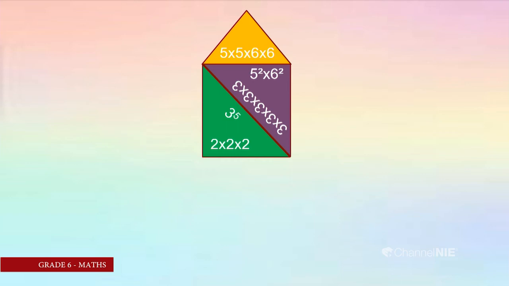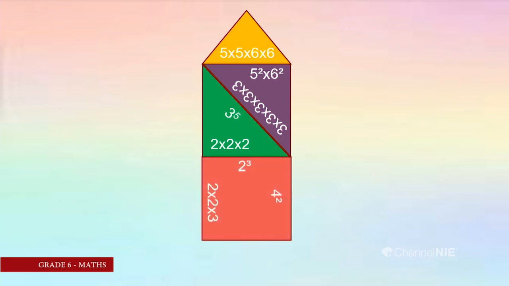If it is not the same, you can't connect it. Then you can see 2 into 2 into 2. That means we can connect it as 2 to the power 3. So, that is a square. Then another two numbers also there, that is 4 square, and another one is 2 into 2 into 3.